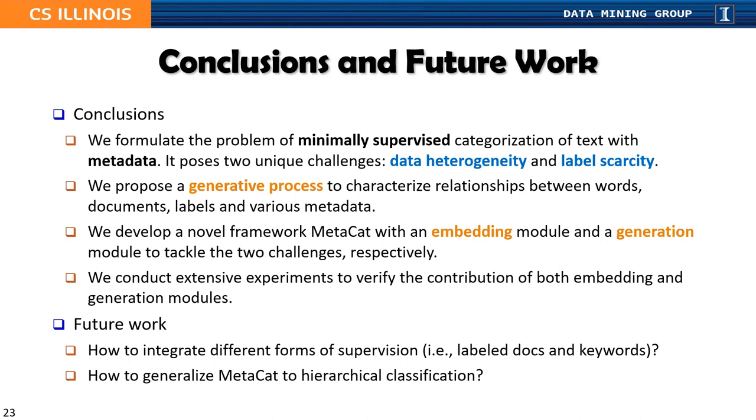To conclude our paper, we formulate the problem of minimally supervised categorization of text with metadata. It poses two unique challenges, data heterogeneity and label scarcity. We propose a generative process to characterize relationships between words, documents, labels, and various metadata. We develop a novel framework MetaCat with an embedding module and a generation module to tackle the two challenges respectively. And we conduct extensive experiments to verify the contribution of both embedding and generation modules.